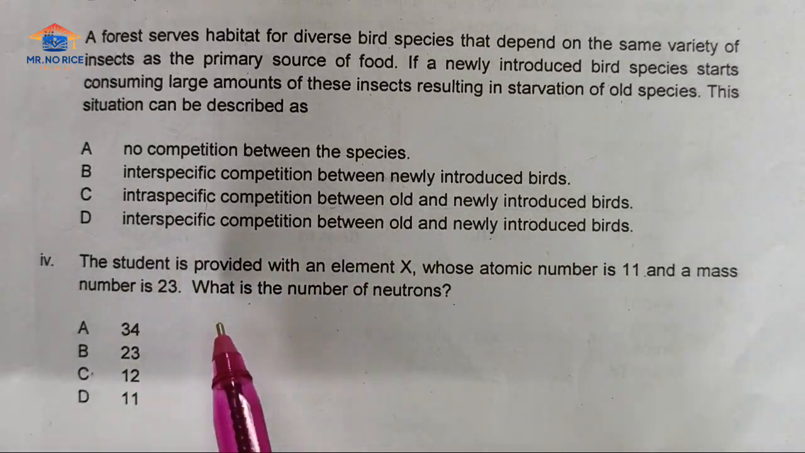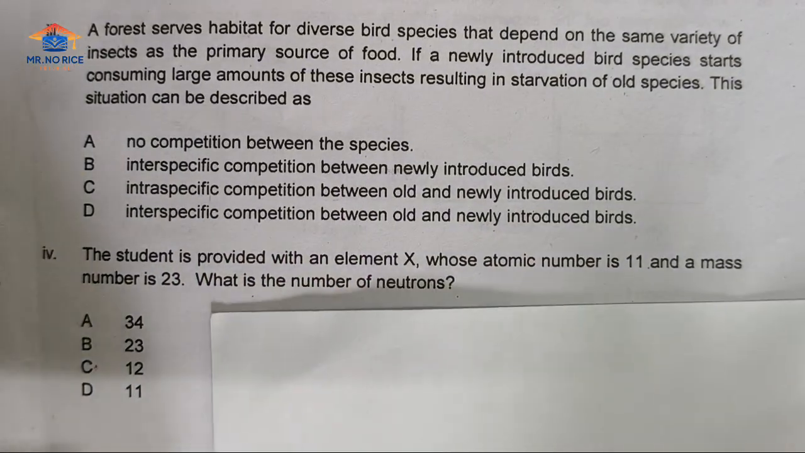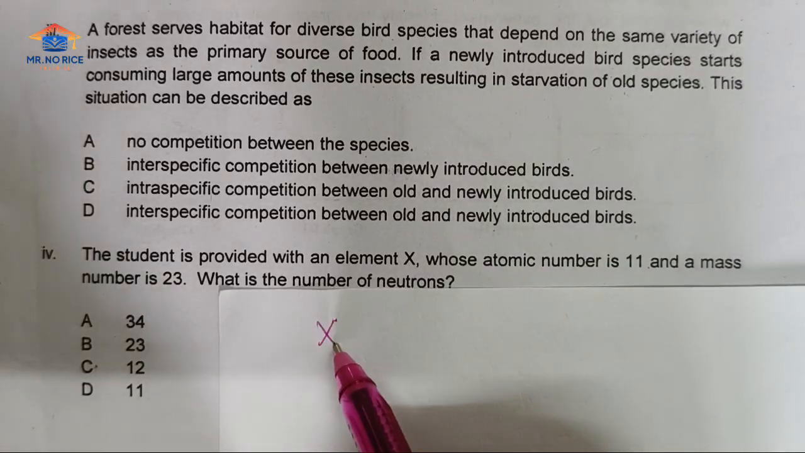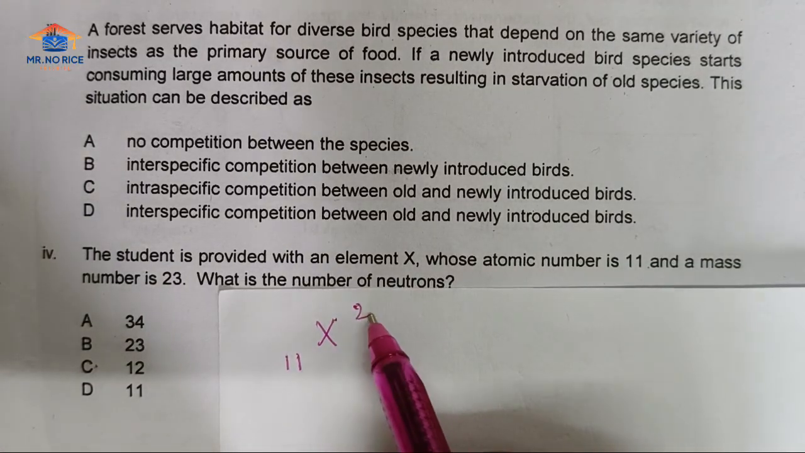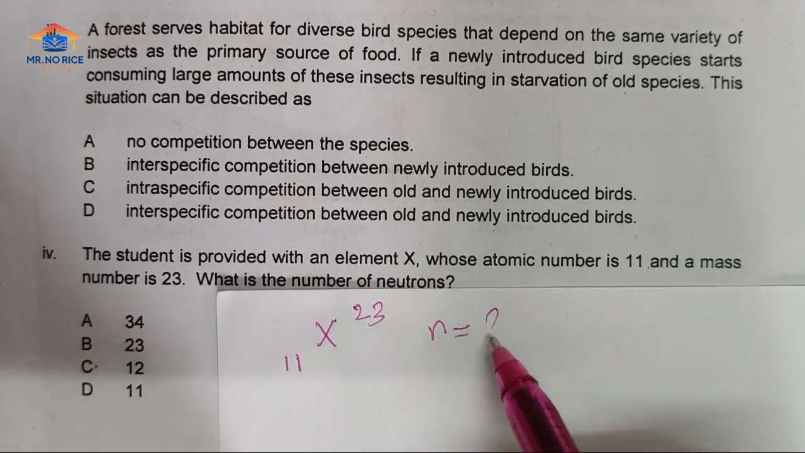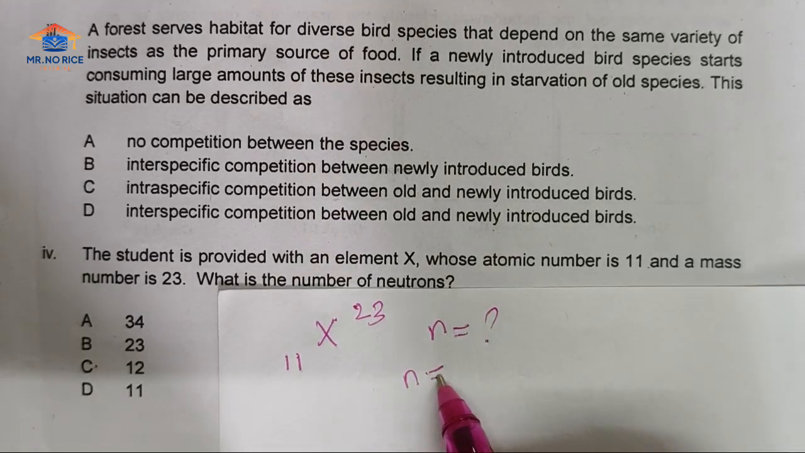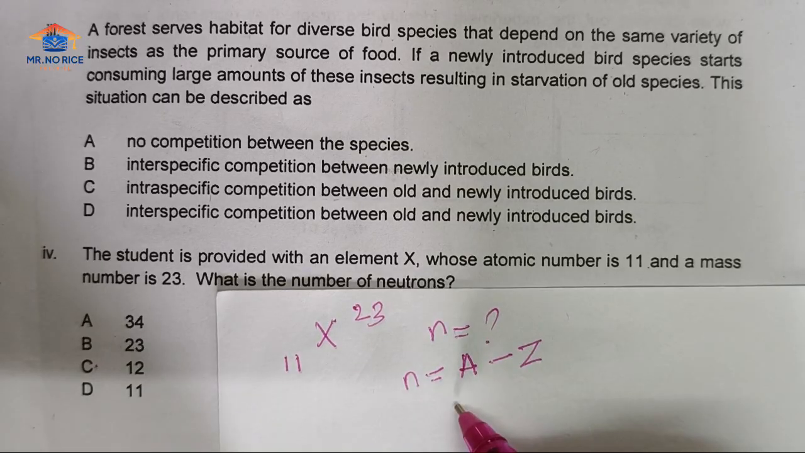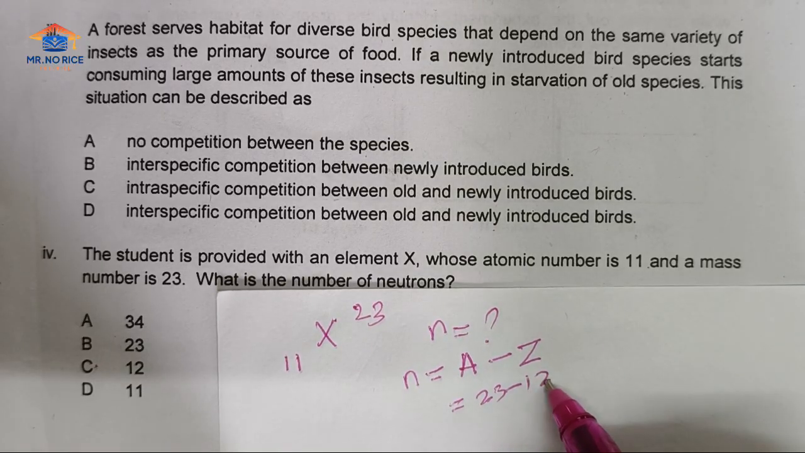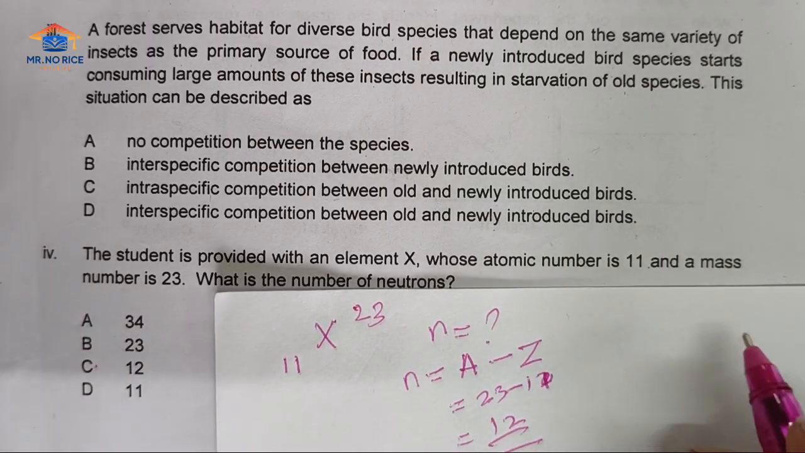Then coming to the next, the student is provided with element X. Yes, I'm going to write it. So student is provided with element X, whose atomic number is 11, mass number is 23. You are asked to find the neutron. So the formula to calculate neutron is mass number A minus atomic number Z. So it is 23 minus 11. So you will get 12. So number of neutrons is 12.